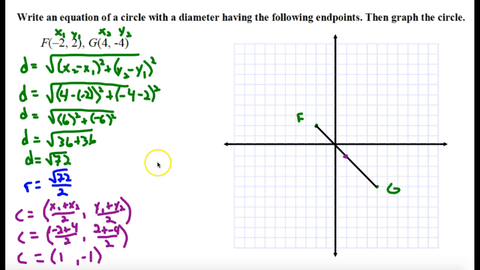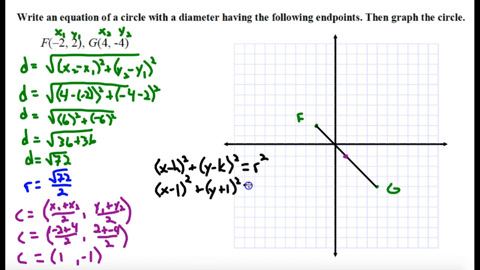Okay, my equation is in this form, x minus h squared plus y minus k squared equals r squared. So if I plug in my information, my center at 1, negative 1, so I'll have x minus 1 squared plus y plus 1 squared equals this, my radius, which is the square root of 72 over 2 squared. Now let's clean this up a little bit here.